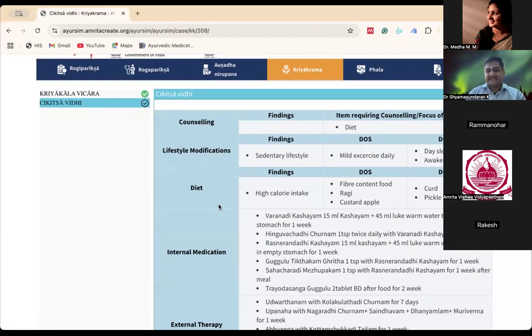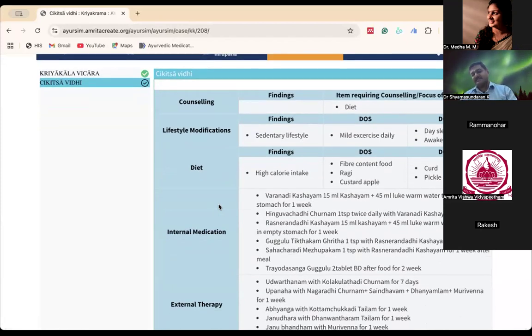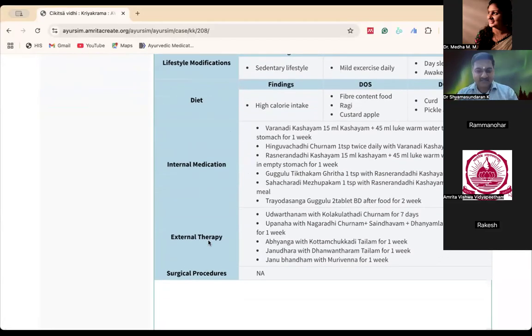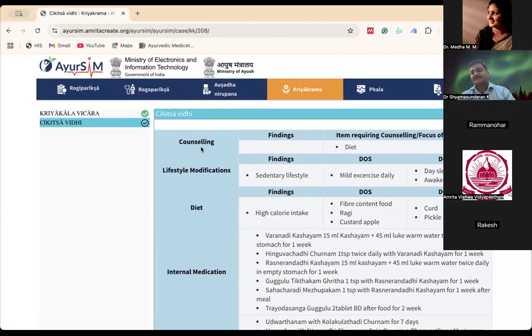So in Chikitsa Vidhi, again, it is not enough to just give some medicines. Your prescription actually should represent counseling, lifestyle modification, diet, internal medication, external therapy, and surgical procedure. And when I say counseling, it does not mean all the diseases require counseling, but here counseling means counseling for the diet also. That is also a type of counseling, which we don't do at all. We never tell the patients what are the specific diets we have to tell. And that comes under counseling, and that should be written to the patient so that the patient remembers.